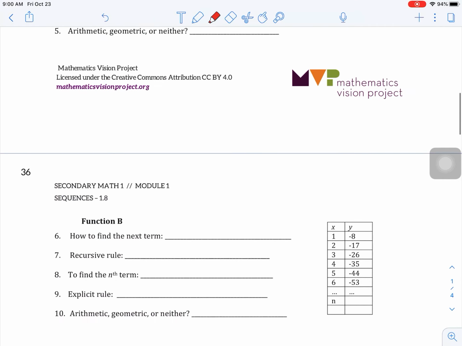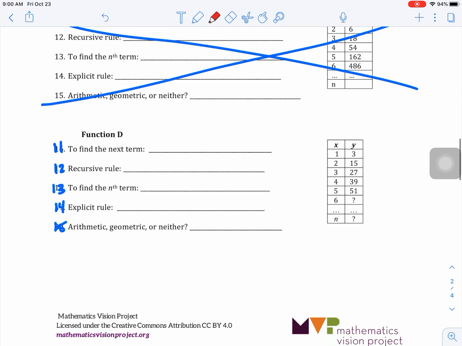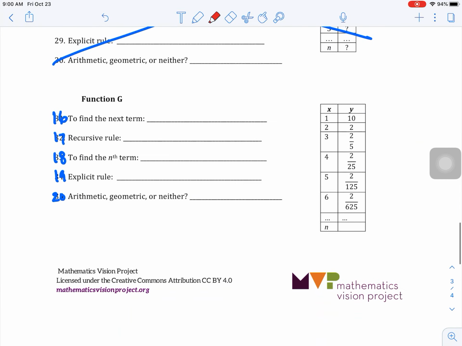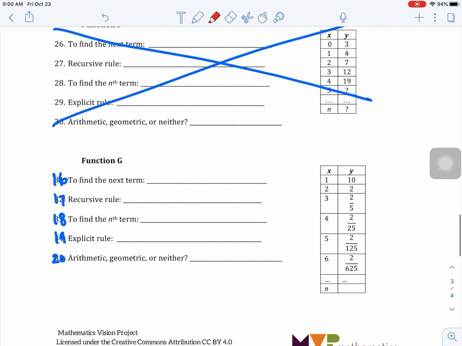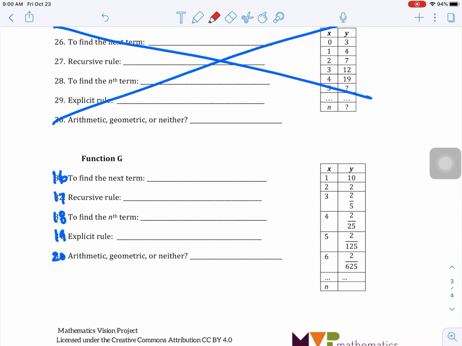You're going to do function A, function B, function D, and function G. And there are some videos, I think, in the formative if you get stuck.